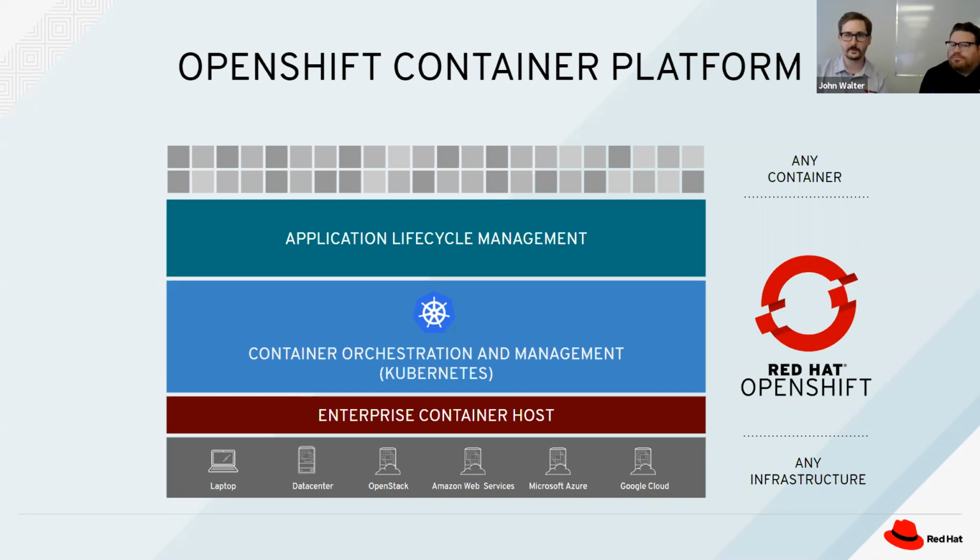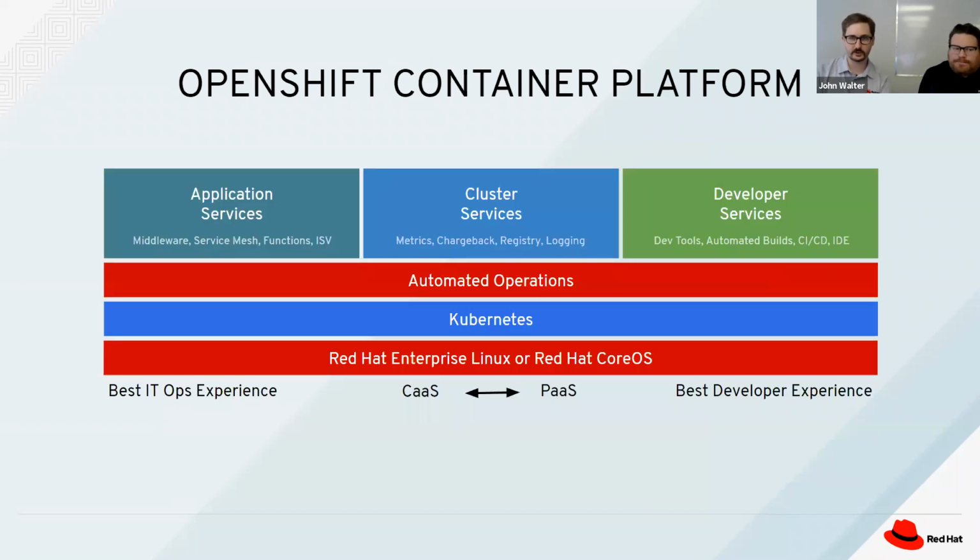So essentially, and I think this next slide does a really good job of this, you have your platform as a service, your containers as a service. On top of that, you have RHEL or CoreOS, which is really our lightweight, for-containers version of RHEL. And then on top of that, you have Kubernetes. And so that really is the lifeblood of OpenShift.